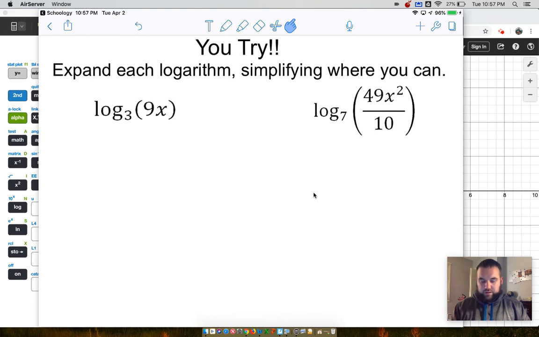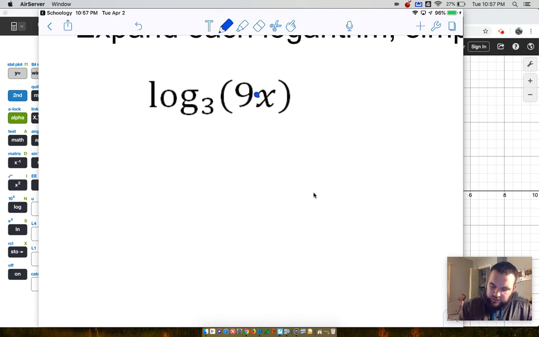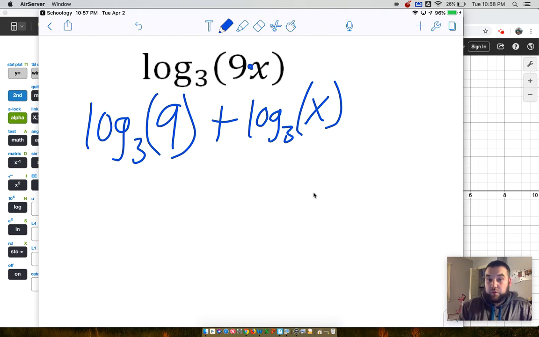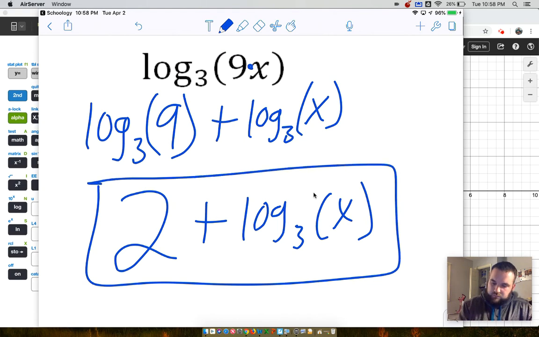So the last thing here, go ahead and give these 2 a shot, and then we'll wrap up with the change of base formula. So log base 3 of 9x. Okay, I see in here it's 9 times x. So I'm going to do log base 3 of 9 plus log base 3 of x. 3 to the 2nd power is 9, so this first log is just 2, plus log base 3 of my variable. Can't do anything with that, so there's that one.